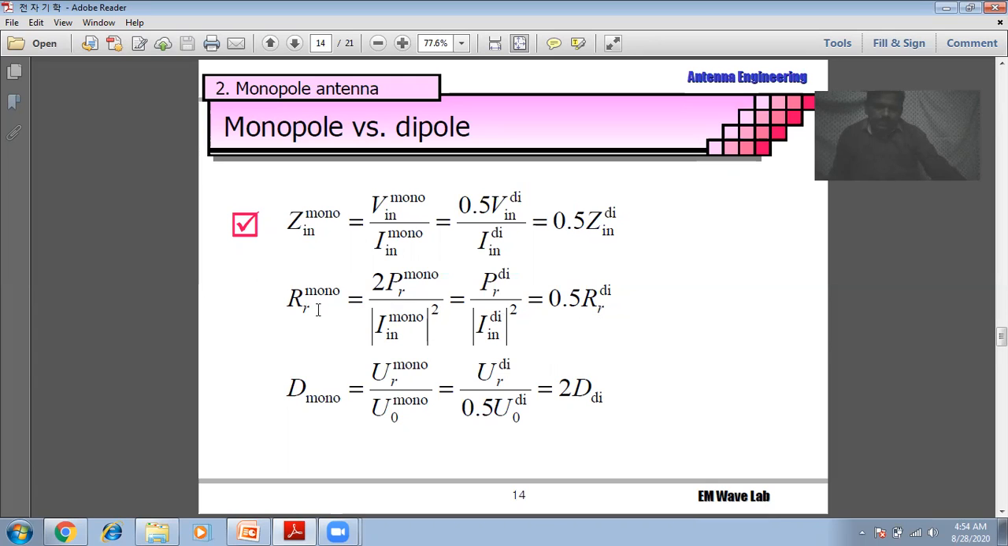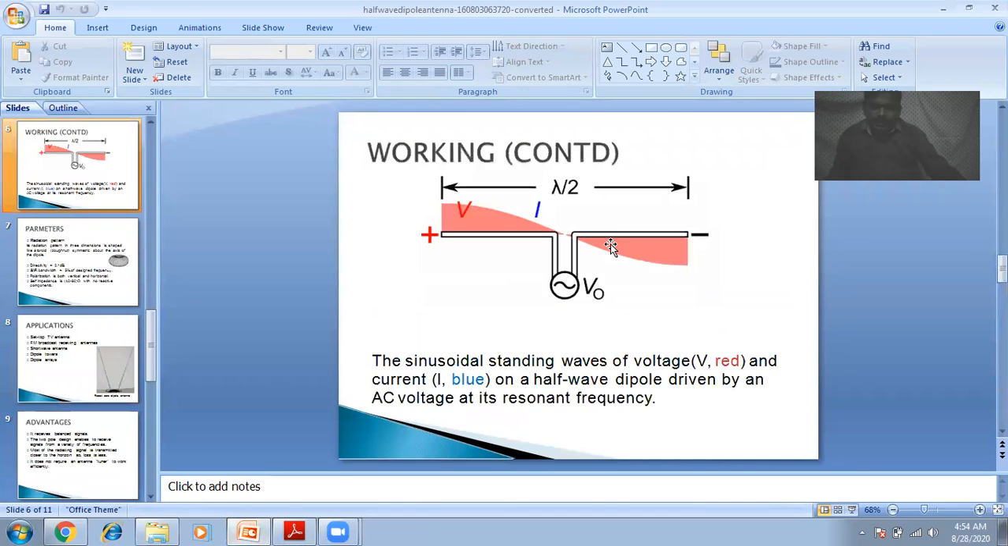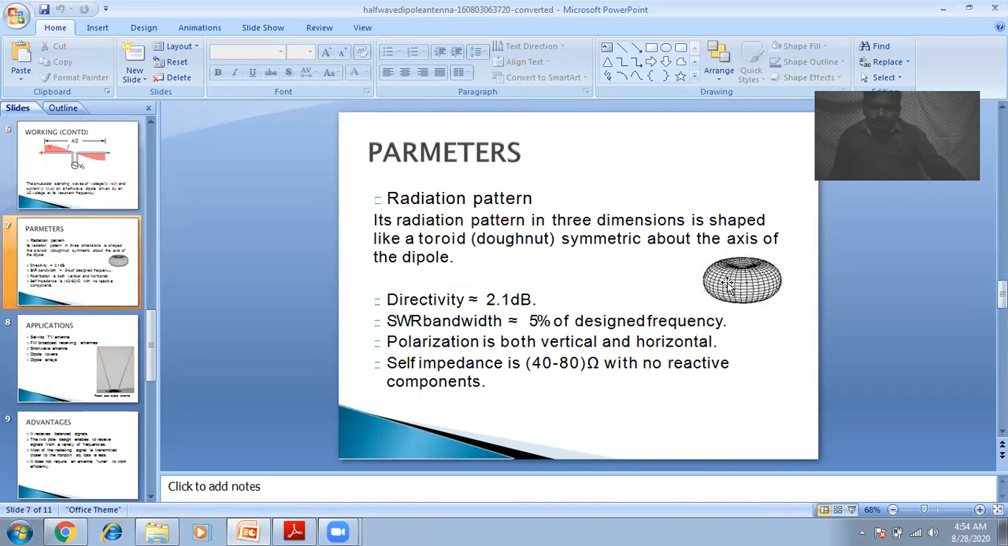So therefore, the radiation resistance of the monopole antenna is equal to half that of the radiation resistance of the dipole antenna. If you see, the radiation pattern of the monopole antenna is also half that of the radiation pattern of the dipole antenna. Previously we have seen the radiation pattern of the half wave dipole; this is the type of radiation pattern that we have seen for the dipole antenna.